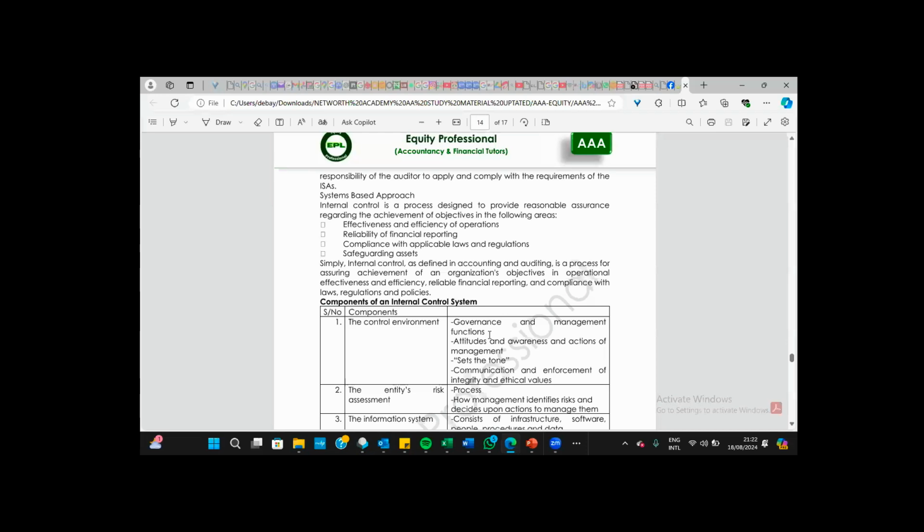Number two, we have the entity's risk assessment. Now, the entity's risk assessment is that aspect that is also being controlled by those charged with governance, that is the board of directors and management, that talks about how the organization should identify their risks and decide on how to manage or mitigate those risks. You have been taught before that risk cannot be eliminated, but can only be what? Mitigated. So this type of governance responsibility is able to identify those risks and try to mitigate those risks.